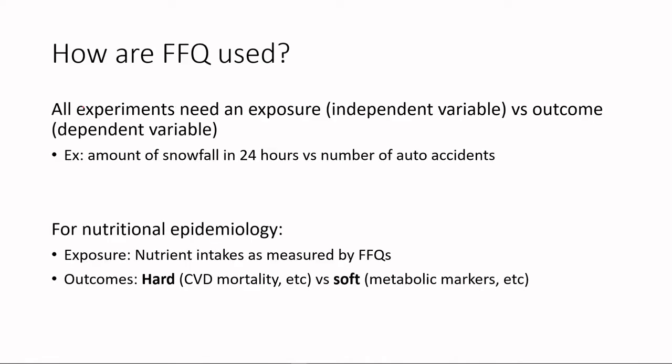All studies, whether it be randomized controlled trials or cohort studies, need an exposure or the independent variable and the outcome or the dependent variable. For instance, it just snowed here, and an example of this would be the amount of snowfall in 24 hours, which would be the exposure, and the number of auto accidents, which is the outcome. For nutritional epidemiology, the exposure is typically nutrient intakes as measured from food frequency questionnaires, with the outcomes either being hard, which are things typically reported in medical records or death certificates, or soft, such as metabolic markers.